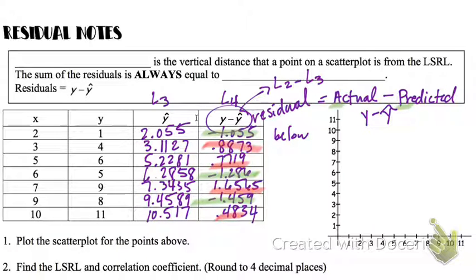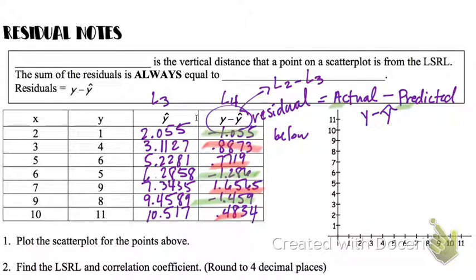Is that why when you draw your line, 3 of your points are below? Yeah, so when I drew the line, 3 of them were below and 4 of them were above. Why are they green and red? What does that mean? The green were the negative ones, meaning they're below the LSRL. That's just separating the positive and negative.